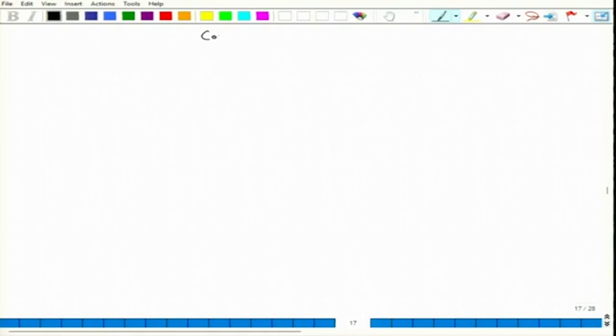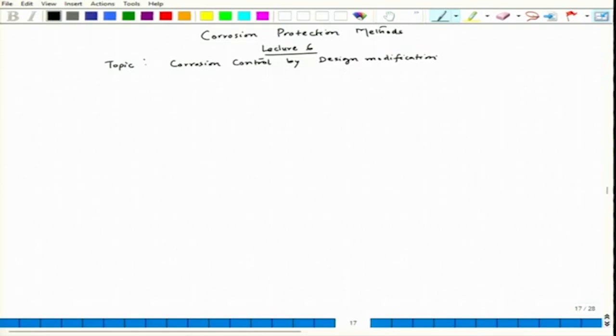Let's start lecture 6. The course is corrosion protection methods. And the topic for today's discussion, in fact, for the next couple of lectures, is corrosion control by design modification. And while we do this design modification, we will also take care of geometry. In fact, geometry would become one part of this design modification.